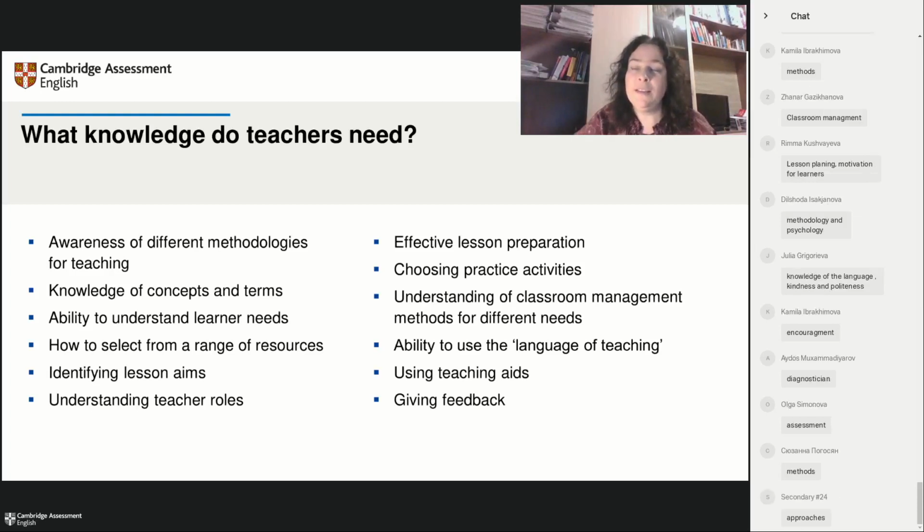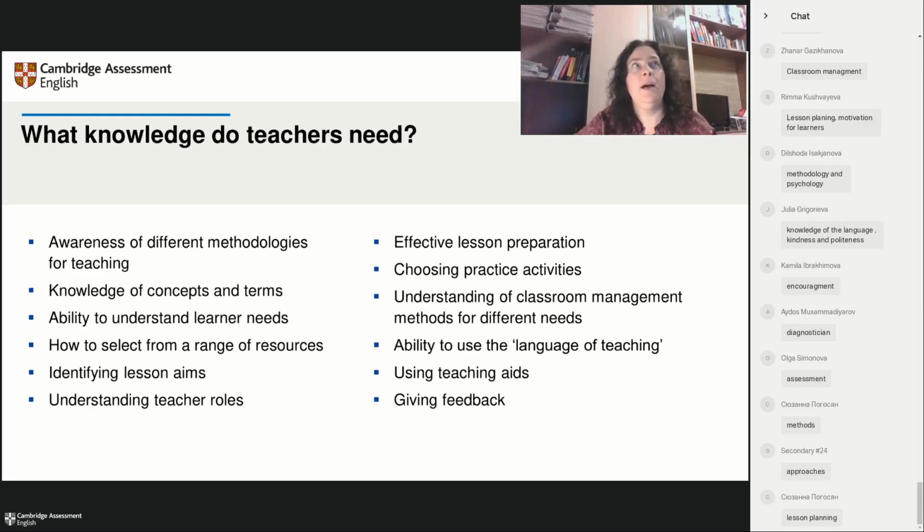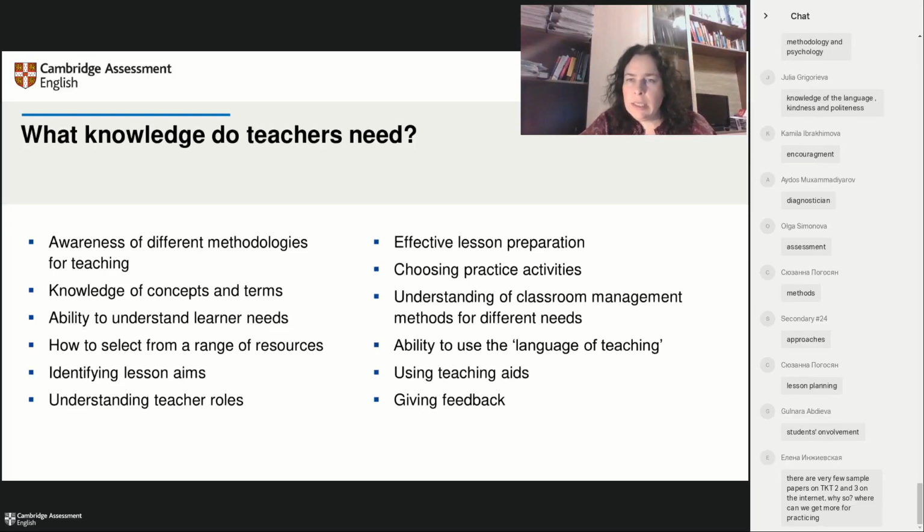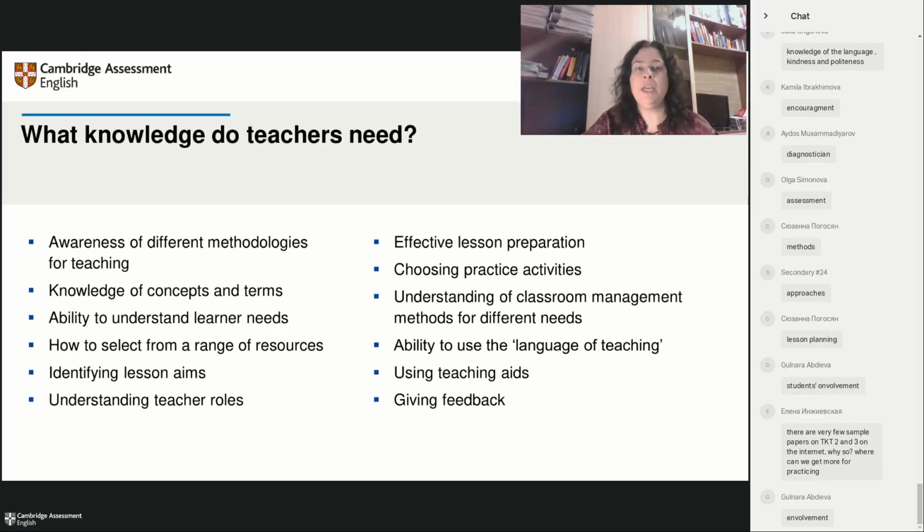Thinking on your feet, this ability is, I would say, the most beneficial. If you can rely on that, probably your lessons are always effective. Students' involvement, yes. So how can we motivate our learners? Probably we need a variety of techniques, a variety of activities. We need to be aware of their aims.